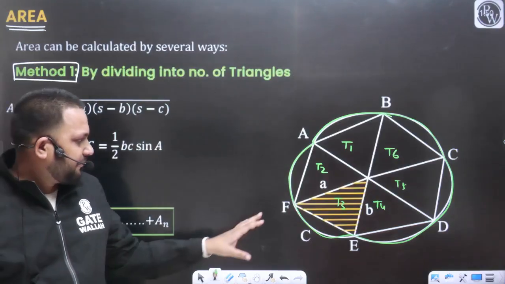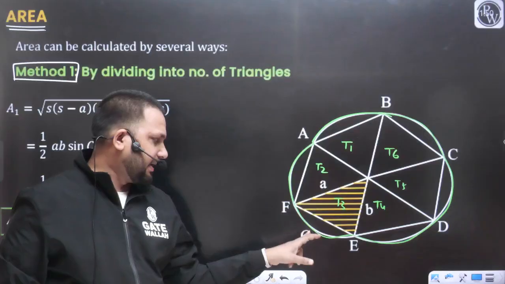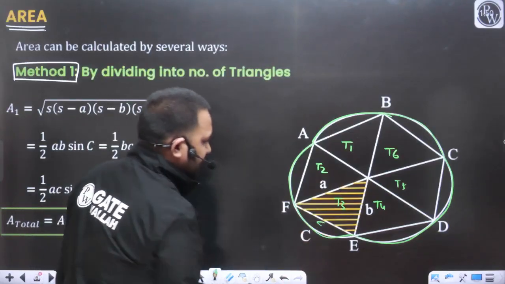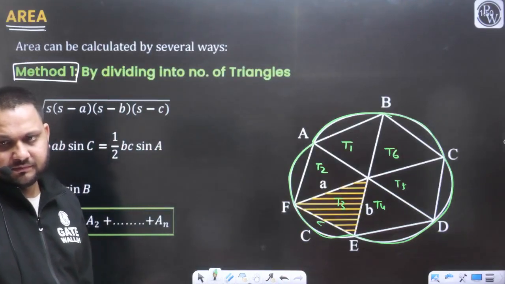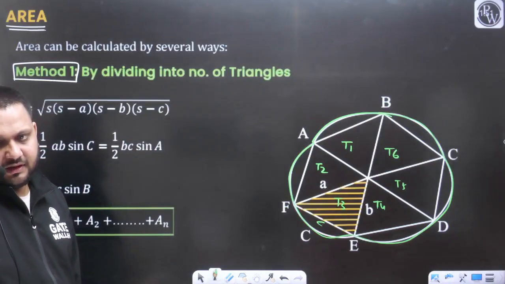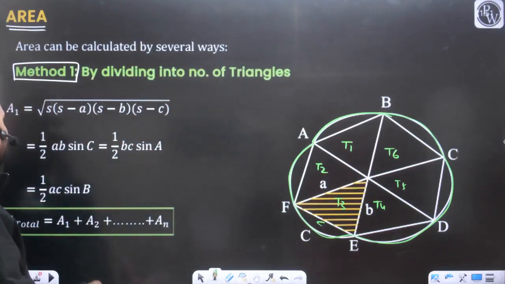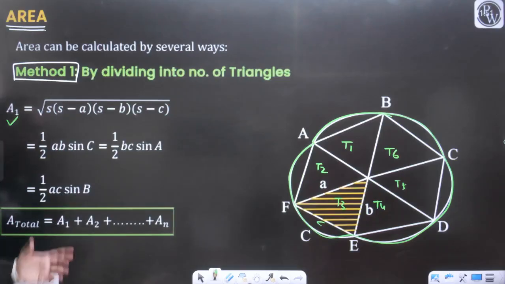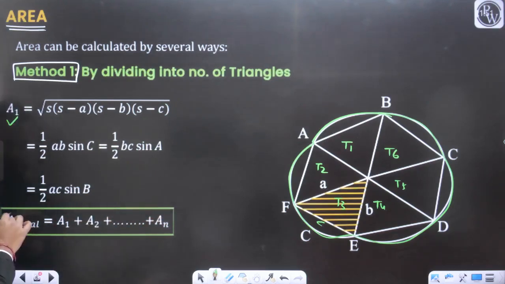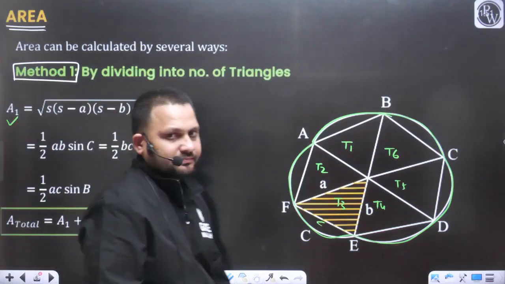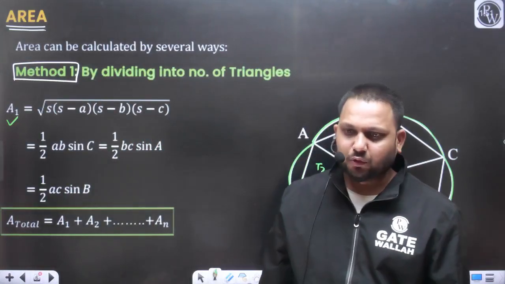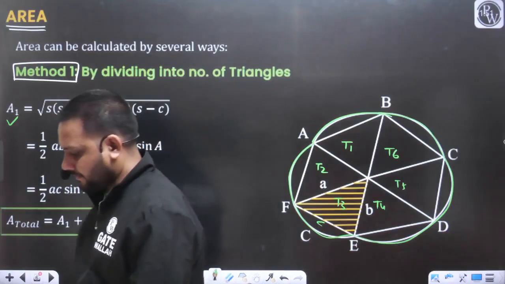So, if you know all the sides, let's say A, B and C, and all the angles of this triangle, can I find out the area of the triangle? Yes or no? And if we add all the triangular areas, we will get the total area of this field, yes or no?